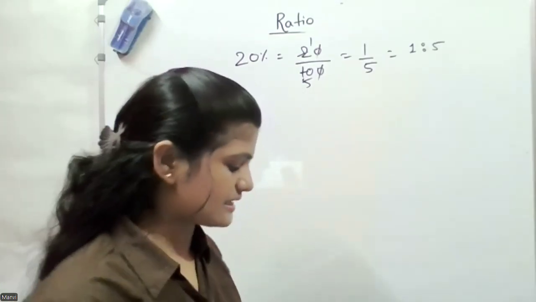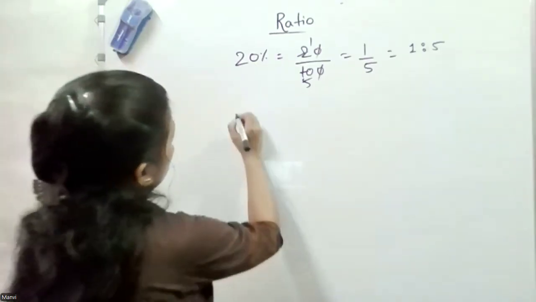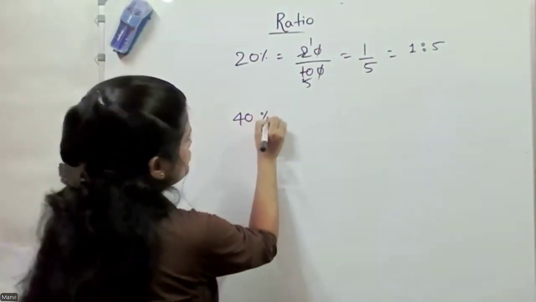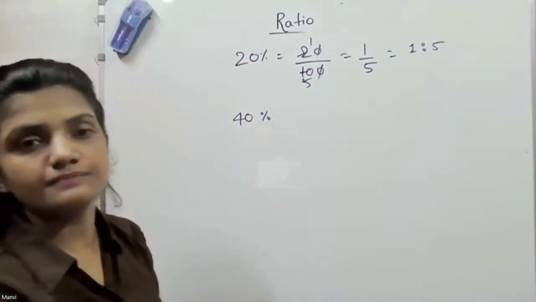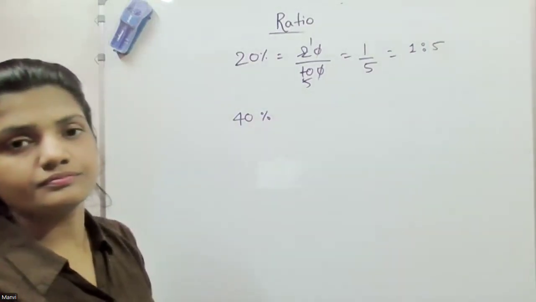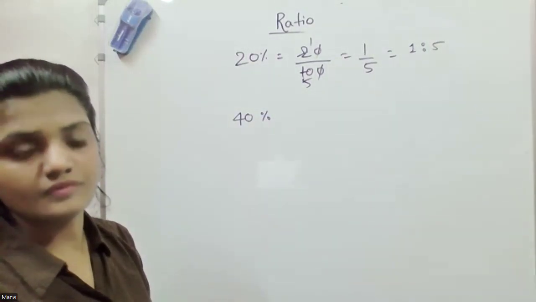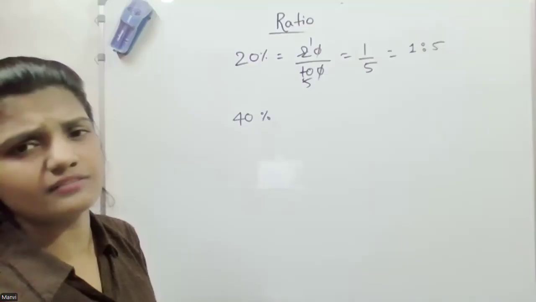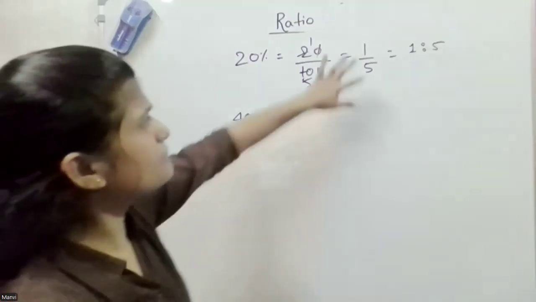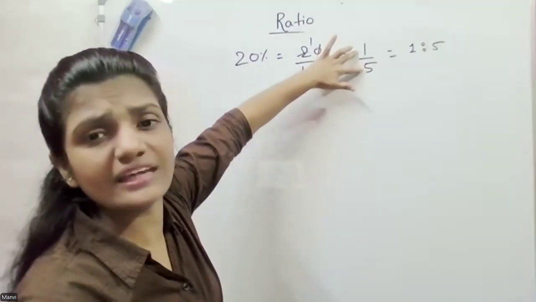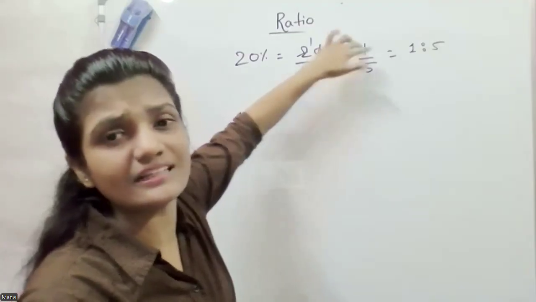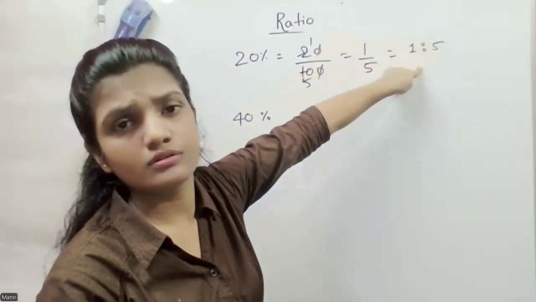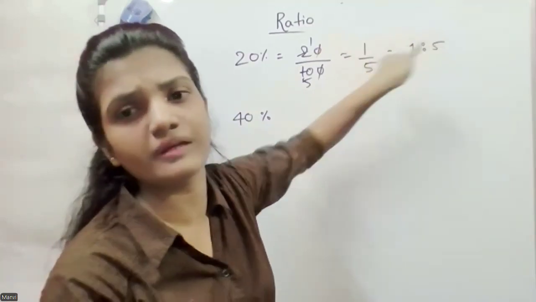For example, it just tells us to convert 40% to its simplest form. So how will you do that? For this in the simplest form. Whenever we get the simplest fraction, we can simply write that as a ratio. Top became first and bottom became second.